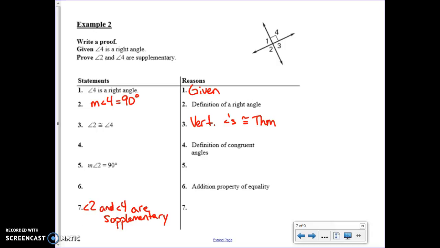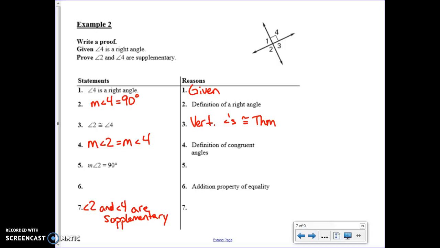Vertical angles congruence theorem tells us that those two angles that are across from each other are congruent. All right, then definition of congruent angles. Definition of congruent angles says that if we know that two angles are congruent, then we know their measures are equal to each other. So if I know that angle 2 is congruent to angle 4, then I know the measure of angle 2 is equal to the measure of angle 4.